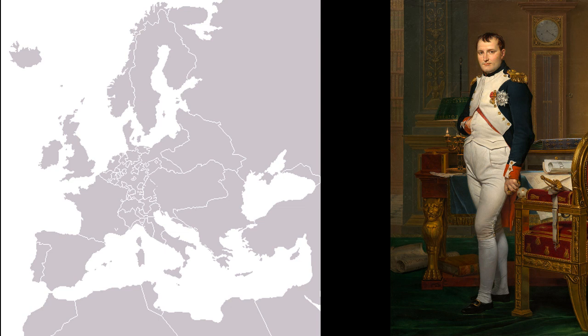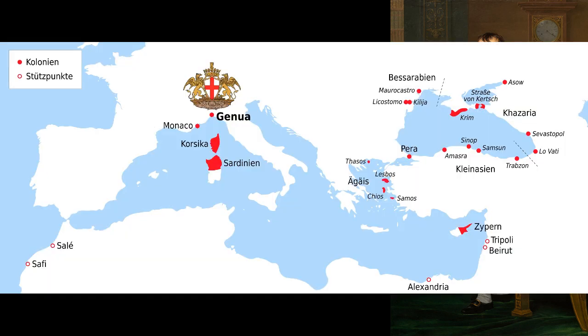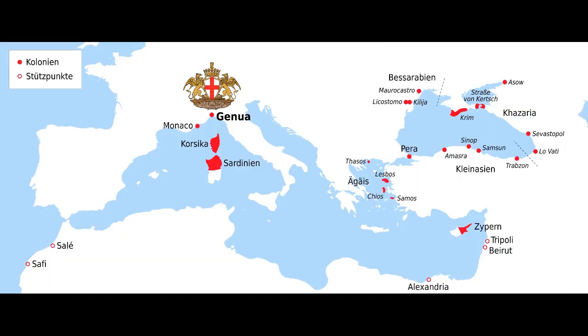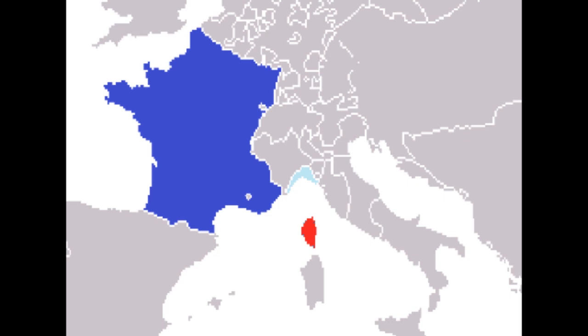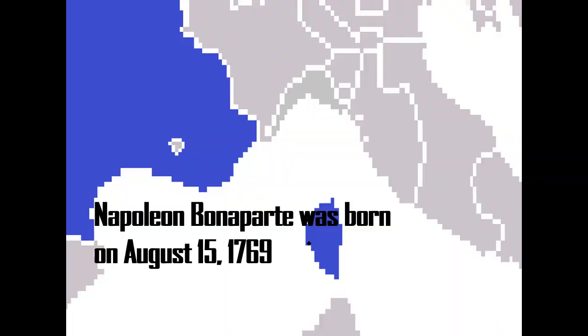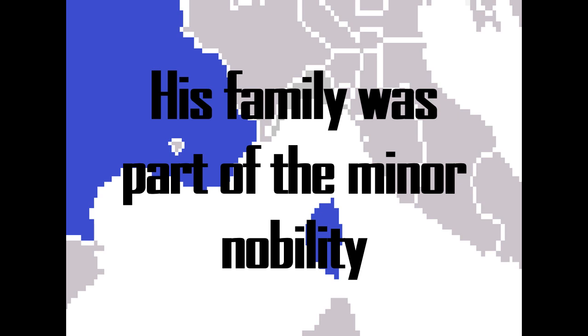Well, actually, slightly before. In the 1760s, Corsica was part of the Republic of Genoa. However, the island revolted, and so Genoa asked help from France in 1768, and in the end, the island was given to France. Napoleon Bonaparte was born on August 15, 1769. His family was part of the minor nobility, and he had 7 siblings.